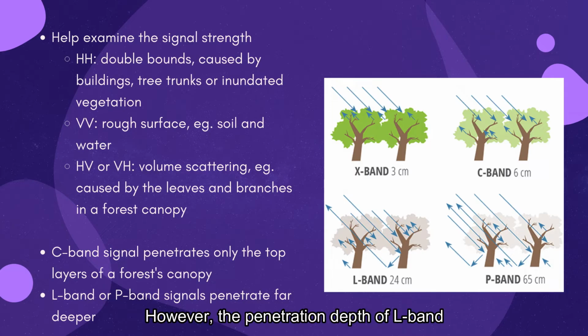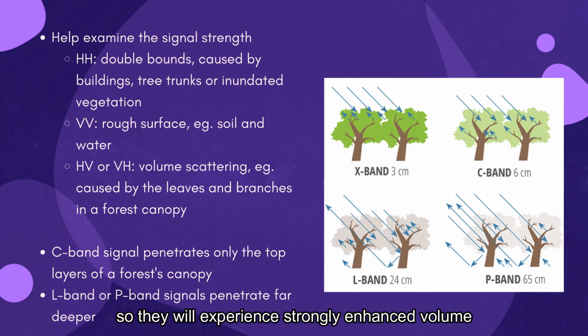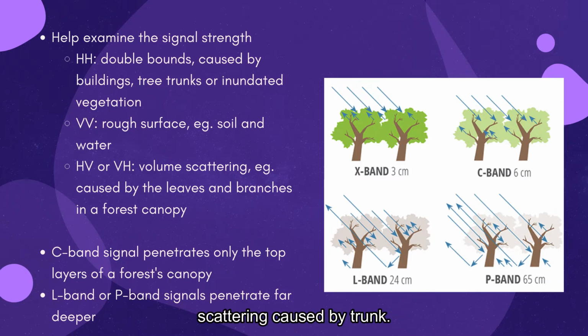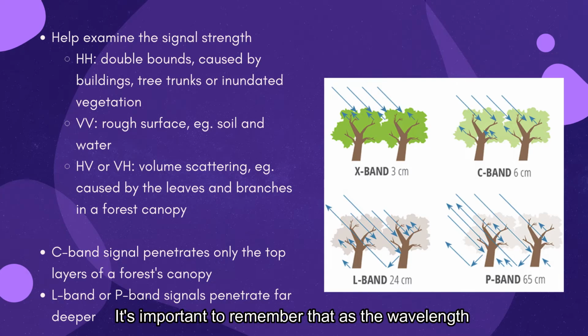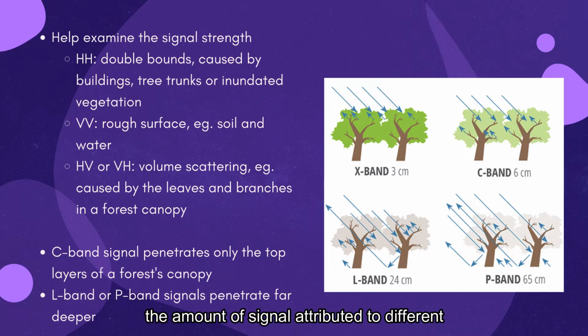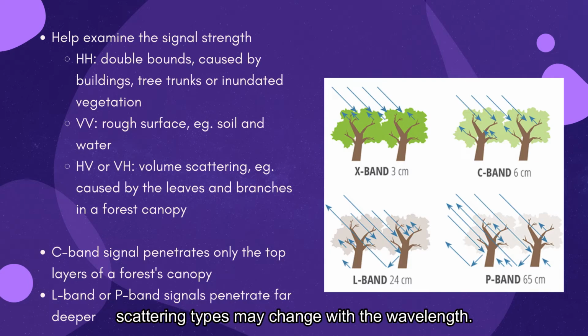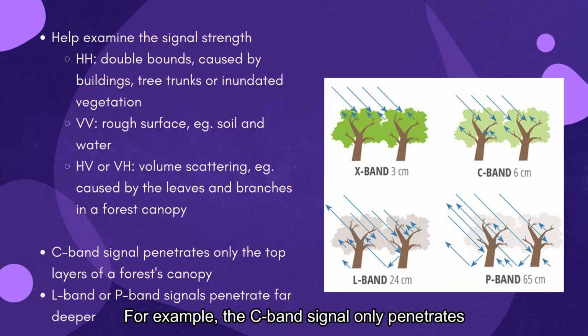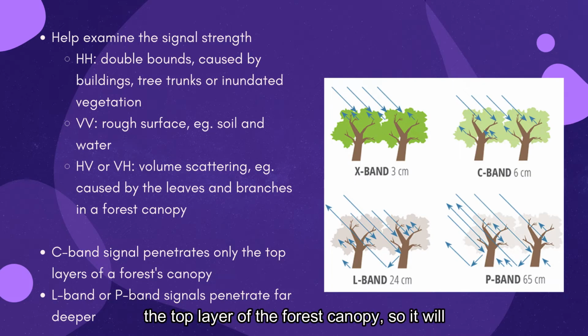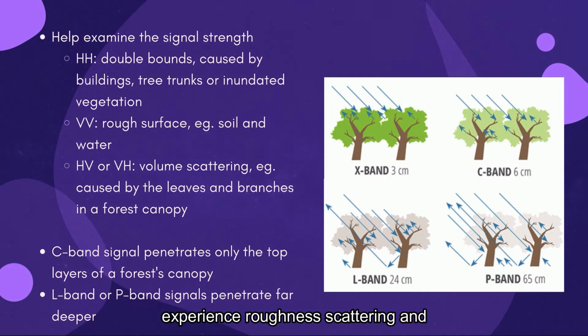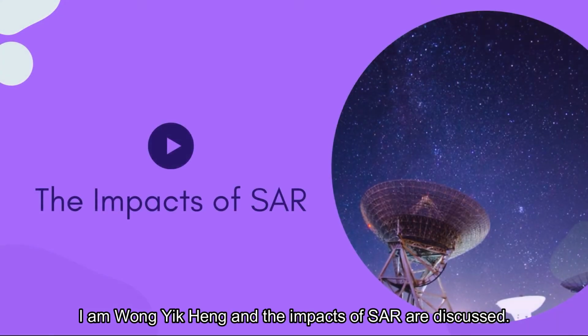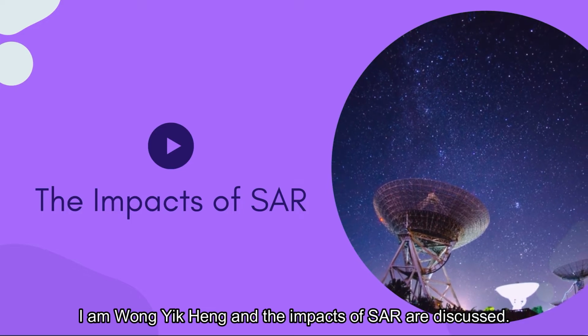However, the penetration depth of L-band or P-band signal is much deeper, so they will experience strongly enhanced volume scattering and increased double bounce scattering caused by trunks. It's important to remember that as the wavelength changes the penetration depth of the signal, the amount of signal attributed to different scattering types may change with the wavelength. For example, the C-band signal only penetrates the top layer of the forest canopy, so it will experience roughness scattering and limited volume scattering. I am Yik Heng, and the impacts of SAR are discussed.